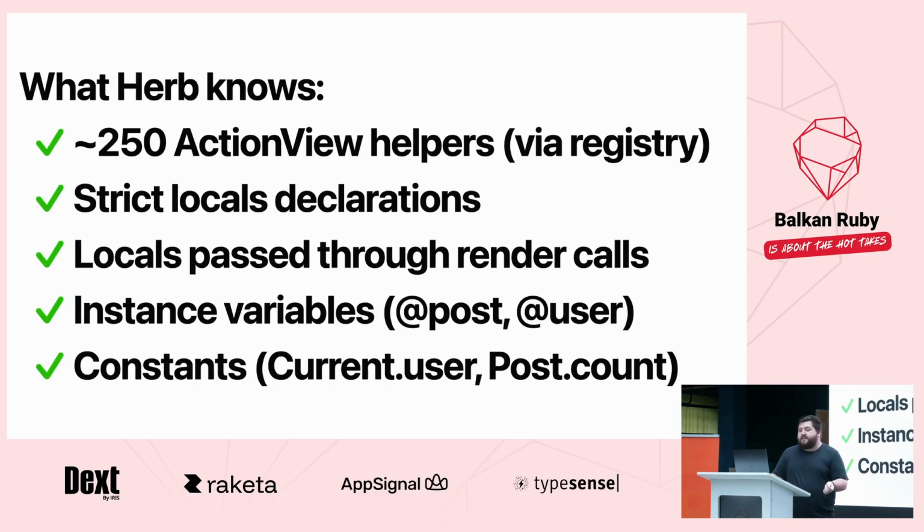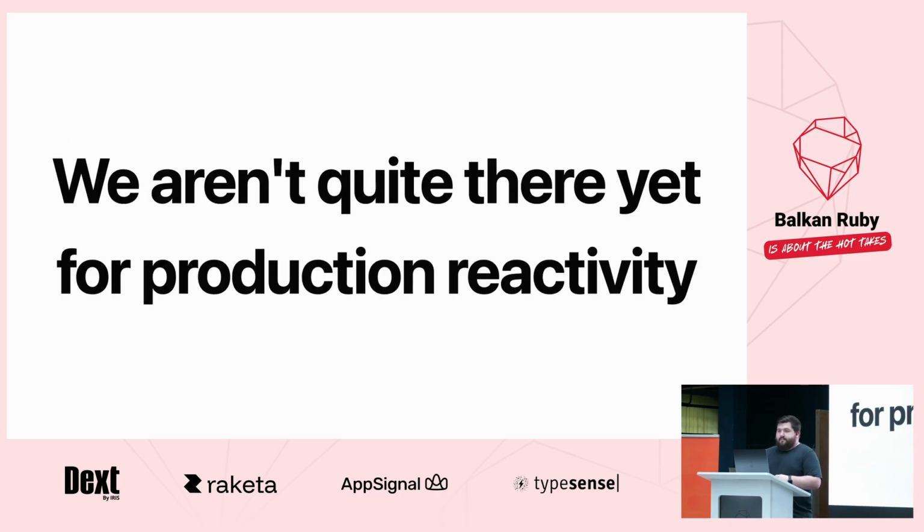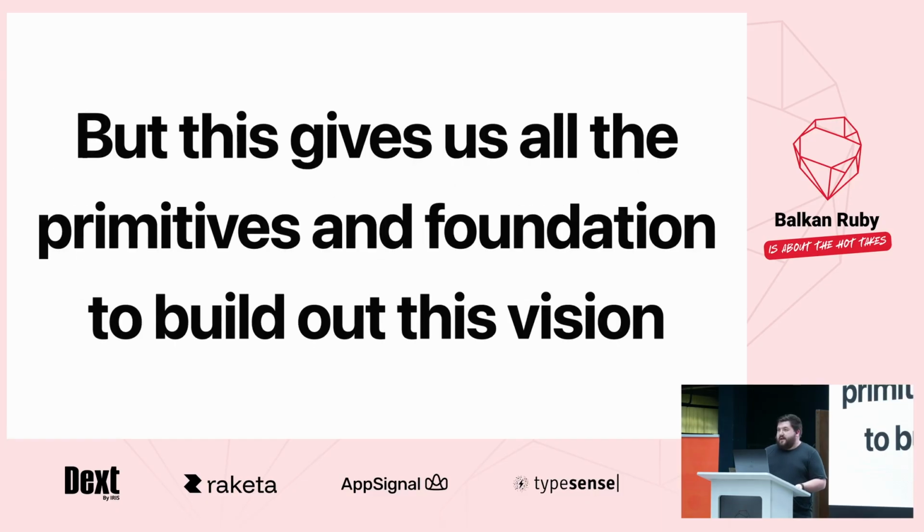We can understand all these tag helpers, these strict locals, these instance variables, and all the constants you're using in your templates. We can also understand the render graph, these state dependencies, and we are able to resolve these Action View tag helpers. But that's the path to reactivity. We aren't quite there yet, so we cannot really ship anything today that's helping you ship reactivity in production. But all of this gives us a foundation now to build out this Reaction View future.